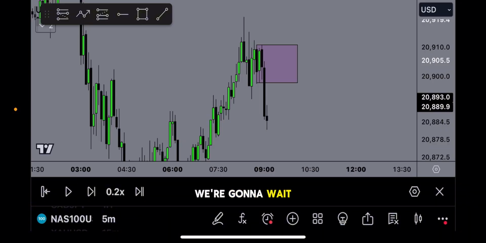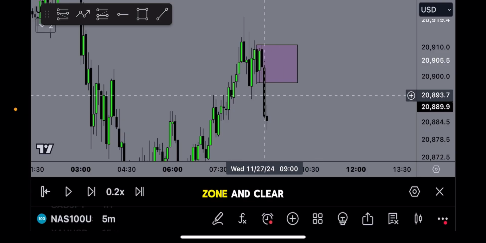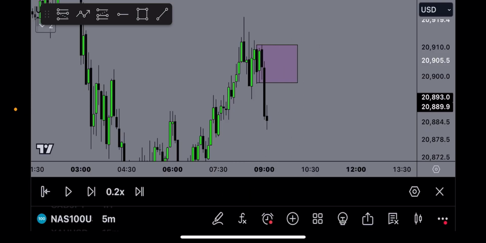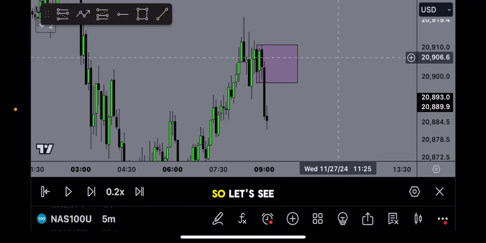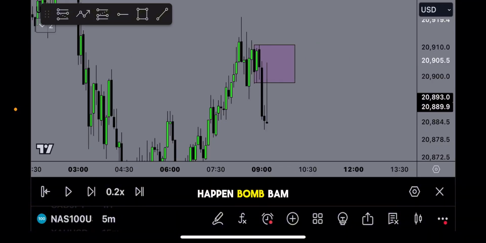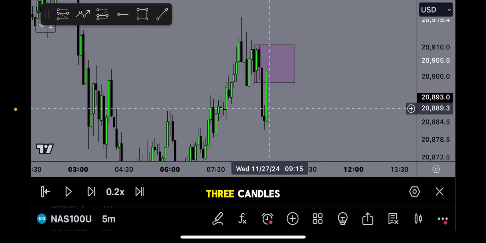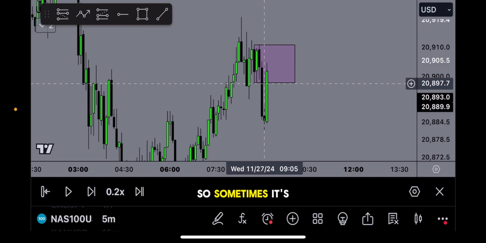What we're gonna do, we're gonna wait for price to come back up to the zone, reject off the zone, and clear this gap. And if price breaks the zone, then that means the trade is invalid. So let's see what would have happened. Bam. Bam. The zone got cleared in just 3 candles.